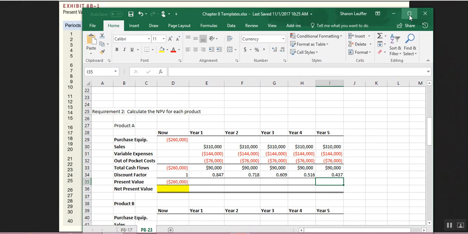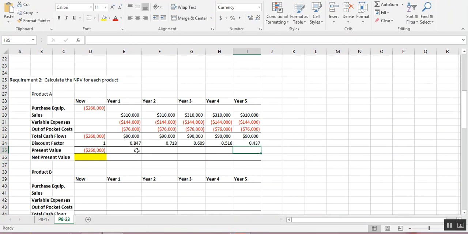All right. So at that point, after we figure out what the discount factors are, we're simply going to take each of these cash flows and multiply them by the discount factor. So when we look at year 1, the present value of $90,000, if we were to get that $90,000 in 1 year and then discount it back to the present value, it's $76,230.